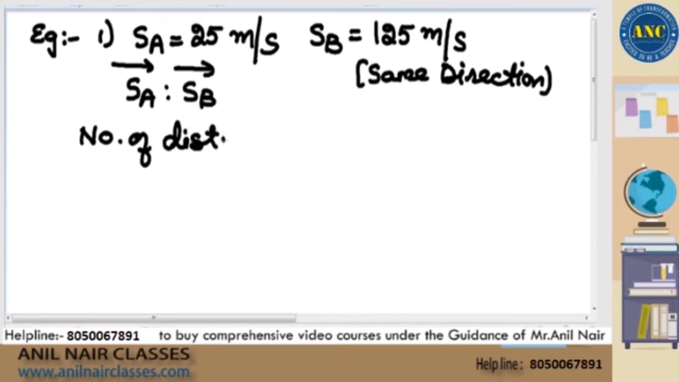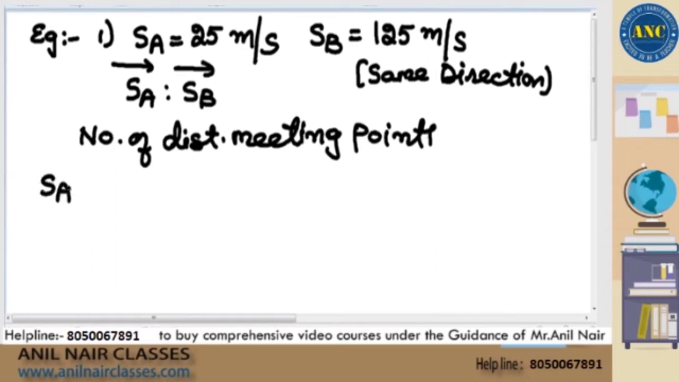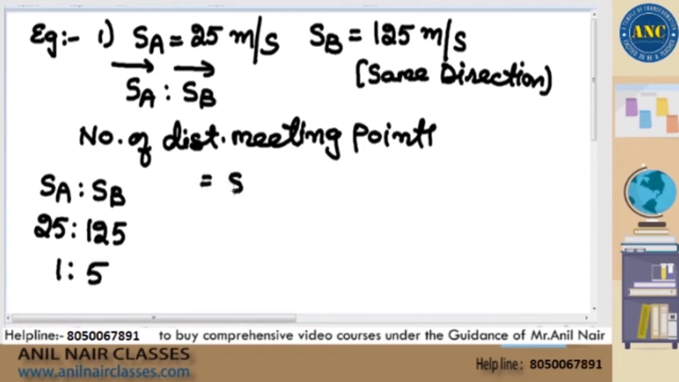Number of distinct meeting points if they both are traveling in the same direction is given by: first take the ratio SA to SB. 25 is to 125, which is nothing but 1 is to 5. The ratio should be in its simplest form. It will be mod of S1 minus S2. We don't know which one is greater and which one is less, so it will be 5 minus 1.